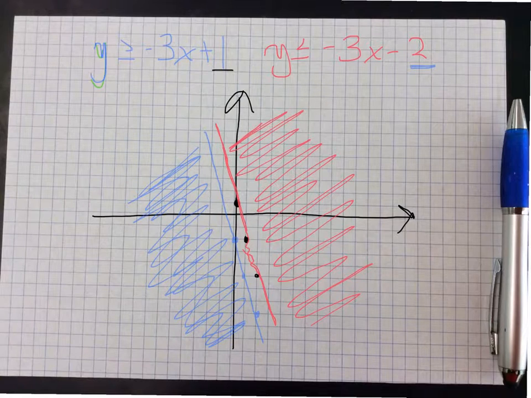If you're graphing a system of inequalities and the shading does not overlap, that means that your answer is no solution. These areas do not overlap, therefore there is no solution to this system of inequalities. So that's the lesson for today. That's what we'll be doing in class, is graphing inequalities.